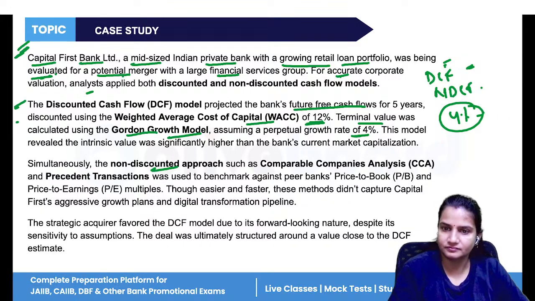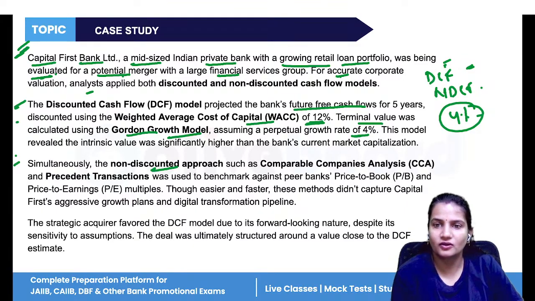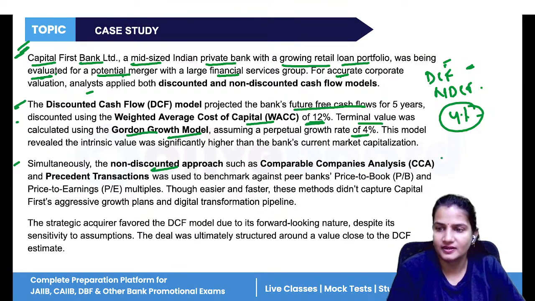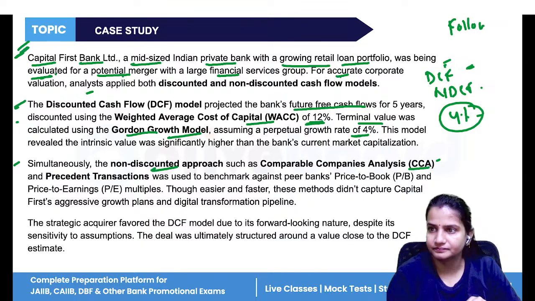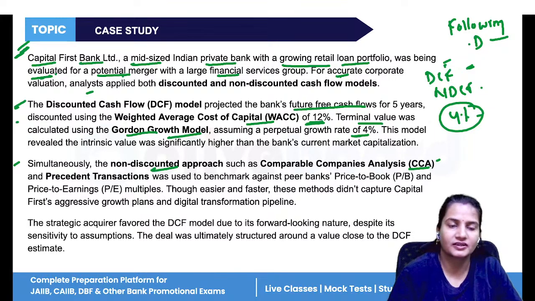At the same time, the analysts have used the non-discounted method also. That is, they will do the valuation of the company without discounting. See, valuation of a company can be done with two methods. One following discounting, if you are considering discounting, and the other if you are not considering discounting.